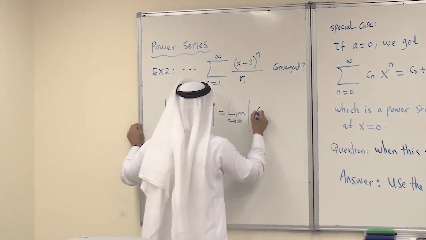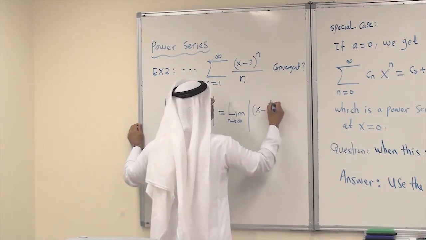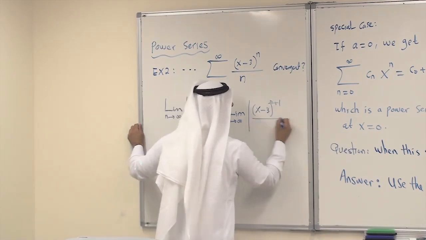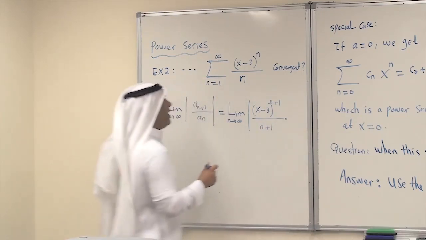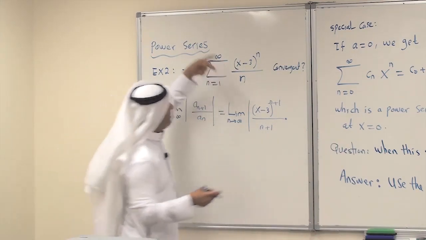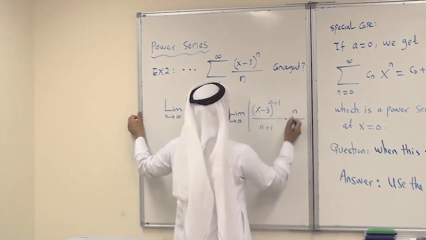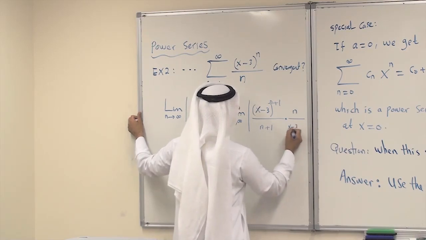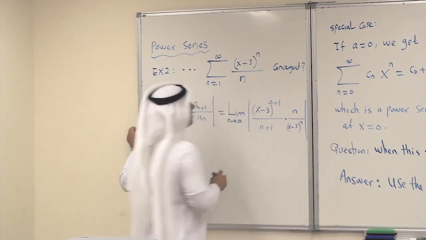So we got (x minus 3) to the power n plus 1, divided by n plus 1, multiplied by... Actually, it is divided by a_n, but multiplying, I will take the reciprocal. So I have here n, and here I have (x minus 3) all to the power n, and I need to close the absolute value now.